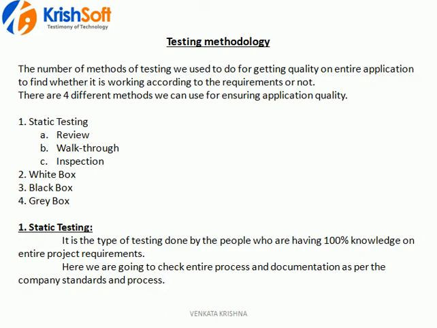Both the testings they are going to do, white box and black box. They will develop the code, they will do the white box, and they will do the black box. So the combination of white box and black box is something like gray box. Then what is the disadvantage?